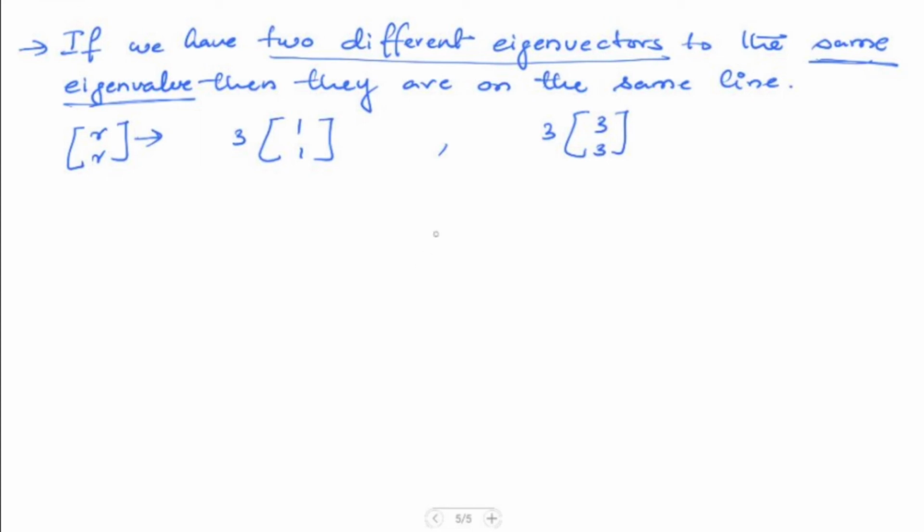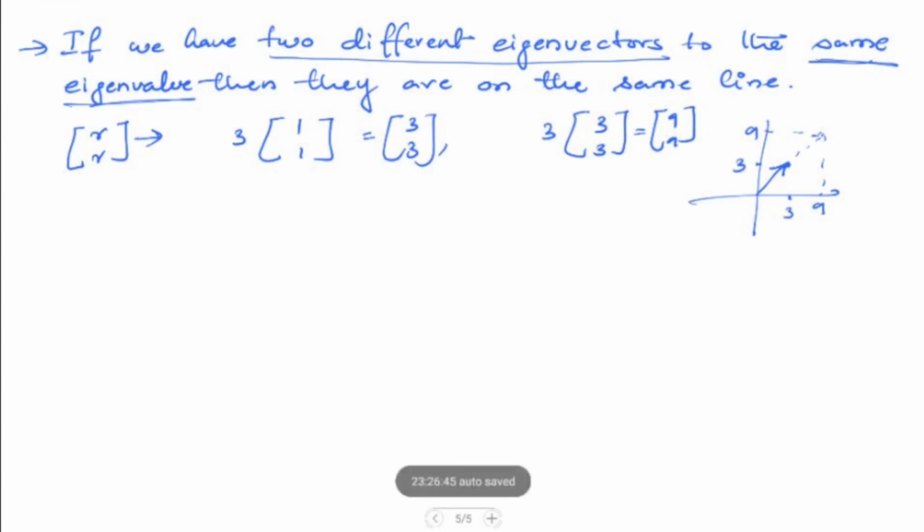So here, if we draw it graphically, we will have 3 times 1, 1 would be equal to, let's say, 3, 3. So that's 3 here and 3 here. So that's the one. And then 3 times 3, 3 is 9, 9. So that would be again on the line x is equal to y at 9, 9 here. Right? So they are on the same line.